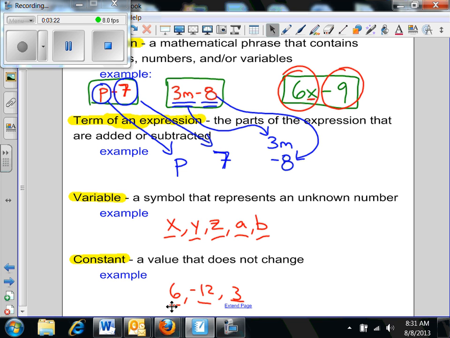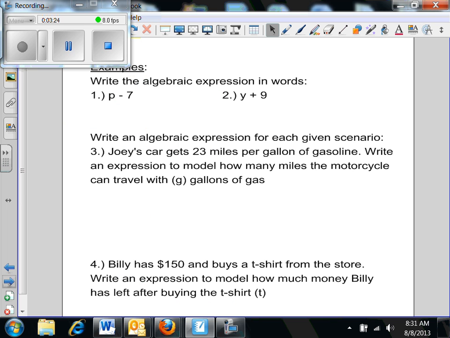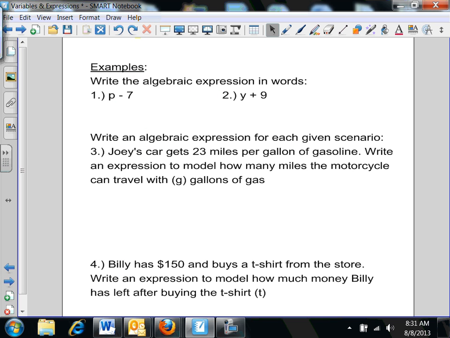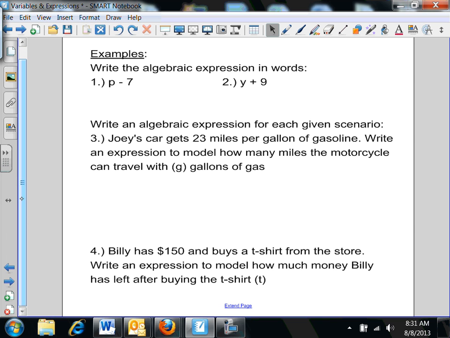Okay, the next slide. The next slide has 4 examples. So pause it and watch and do the examples on your own right now. Okay, the first 2 examples are writing the algebraic expression in words.